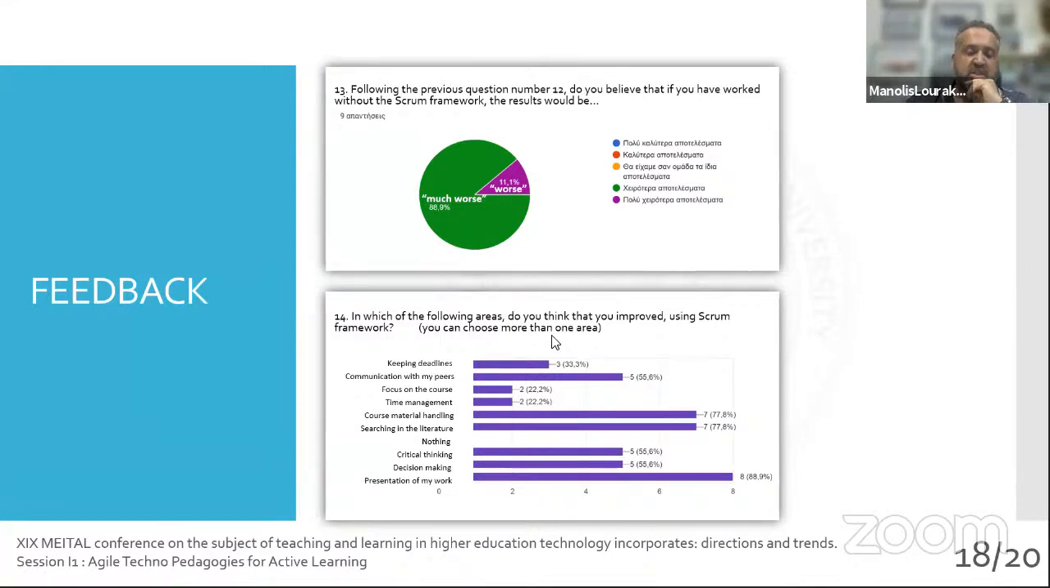The last one, the second axis of our effort, was to enhance their soft skills. And here you see some standard abilities they think that they got better.